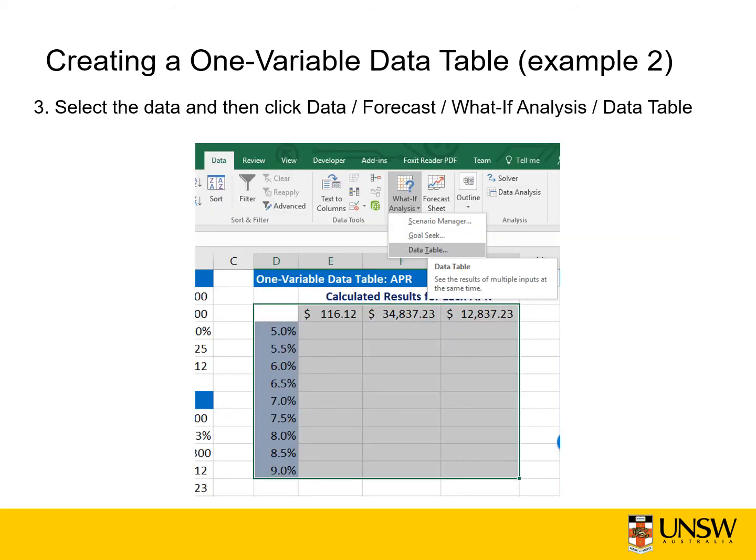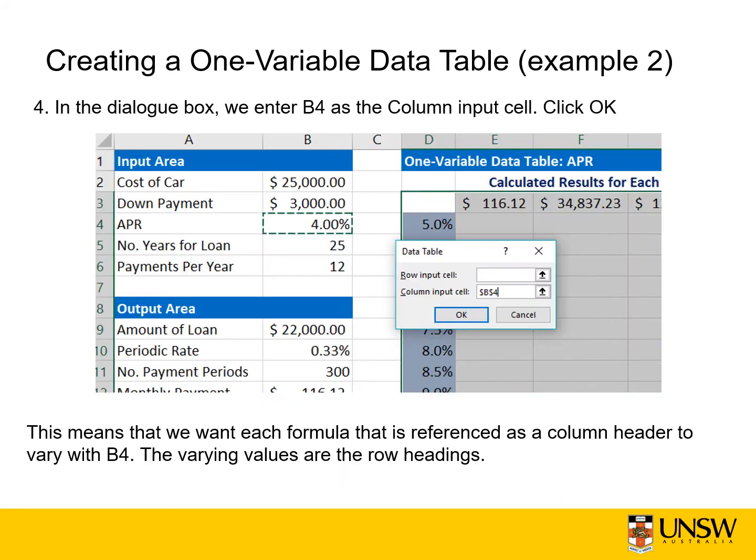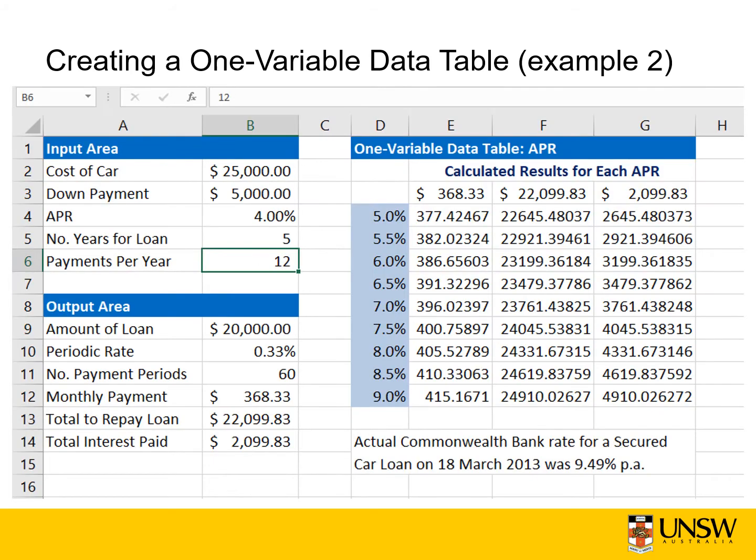Then select the data table, go to the Data tab, and open Data Table. In the column input cell, type B4, which is the interest rate cell, and click OK. As you can see here, we created a data table with 4 columns. They show different monthly payment, different total to repay the loan, and different total interest paid based on different interest rates. The demo in the next slide provides another example for data table.